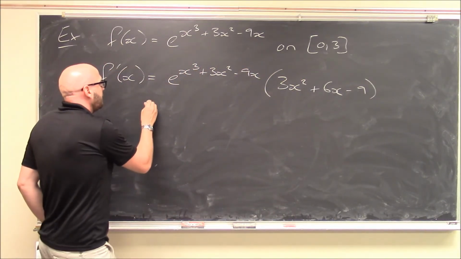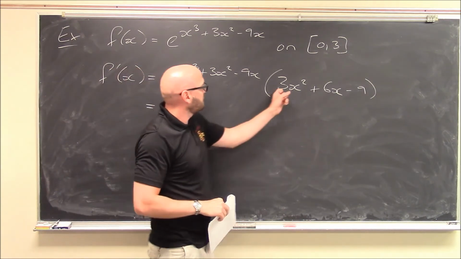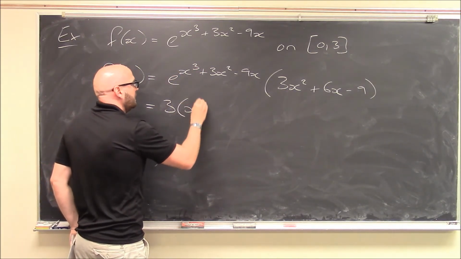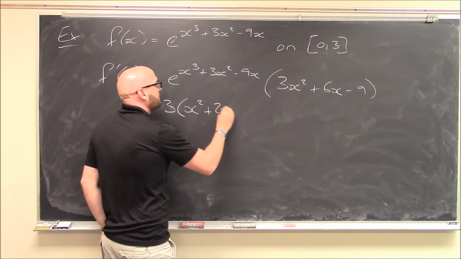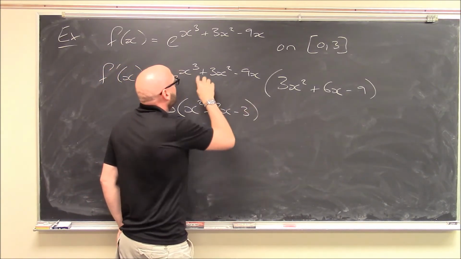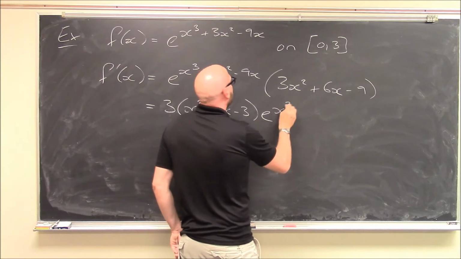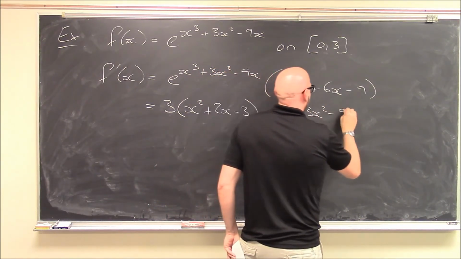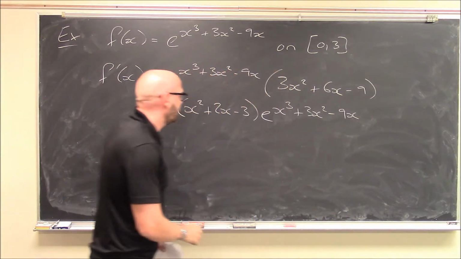And I'm going to go a little bit further with that. I'm going to factor out a 3. So I'll write that as 3 times x squared plus 2x minus 3 times e to the x cubed plus 3x squared minus 9x.